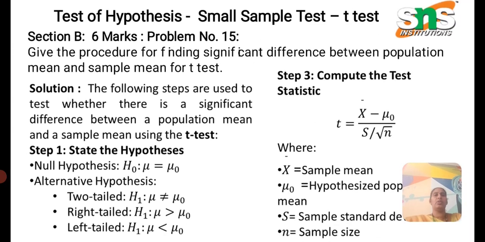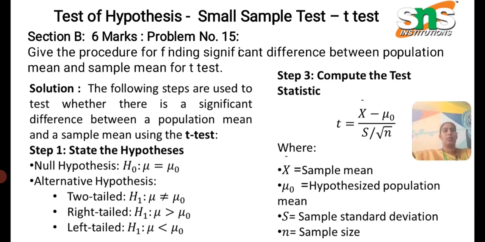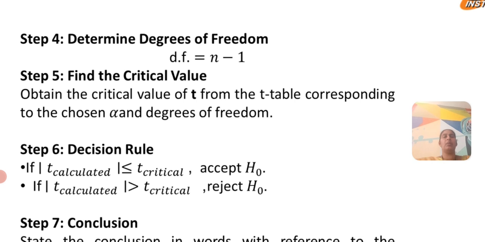If they ask the procedure for finding the significant difference from the population mean, we have to apply the two-tail test, and the right-tail and left-tail tests are there. The two-tail test is H1: mu not equal to mu naught, the right-tail test is mu greater than mu naught, and the left-tail is H1: mu less than mu naught. Compute the test statistic t equal to x bar minus mu naught by s by root n, where x bar is the sample mean, mu naught is the hypothesized population mean, s is the sample standard deviation and n is the sample size. To determine the degrees of freedom, it is n minus 1.